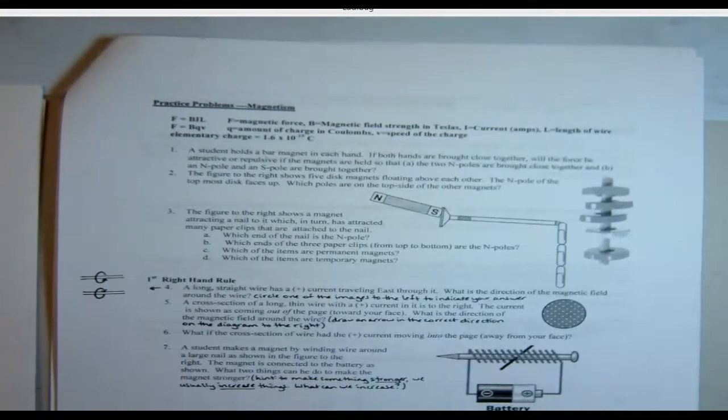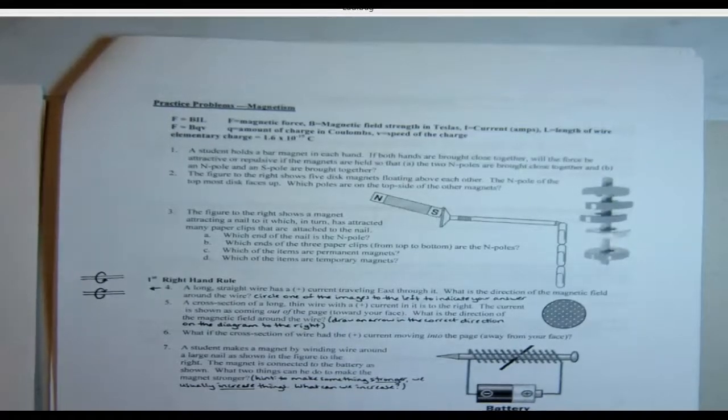Okay, so number 1, a student holds a bar magnet in each hand. If they're brought close to each other, will the force be attractive or repulsive? And then they give you 2 scenarios. A, if there's 2 north poles getting close to each other. Well, if there's 2 north poles, they're going to be repulsive. Remember? Same charge repulse each other.